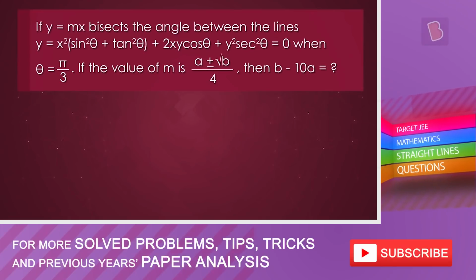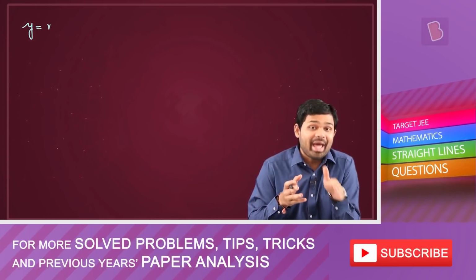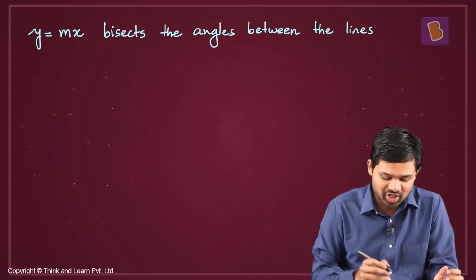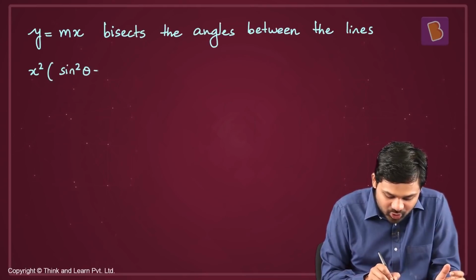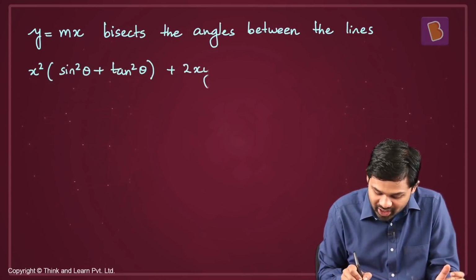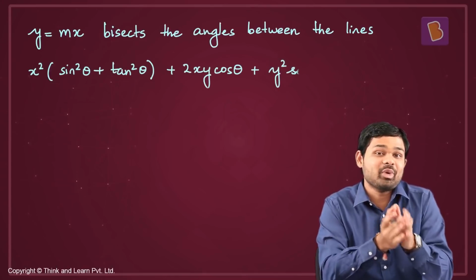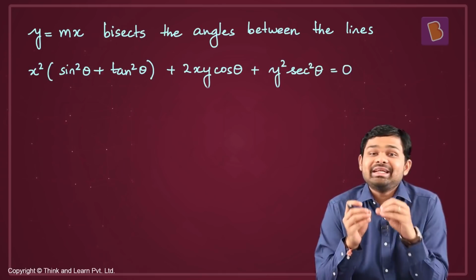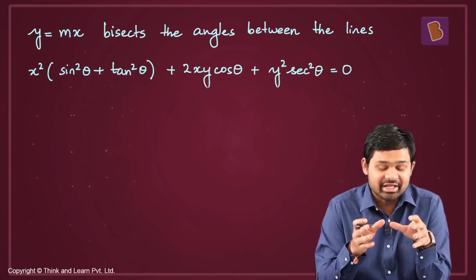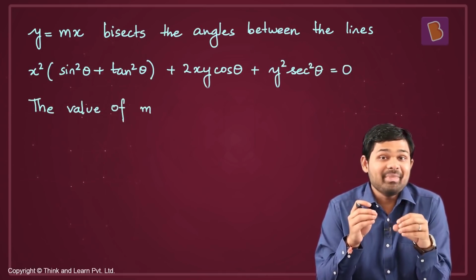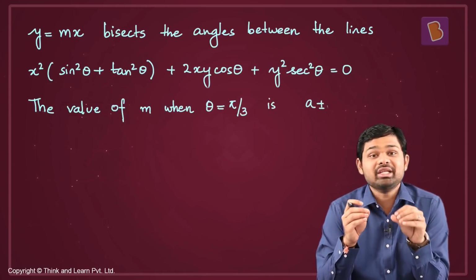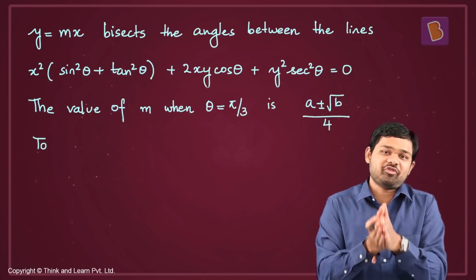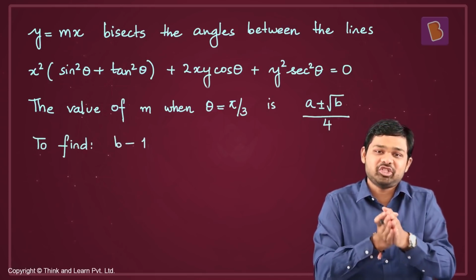So in this question, we've been told that the line y equal to mx bisects the pair of straight lines, which is described by this equation here: x squared times sine square theta plus tan square theta plus 2xy cos theta plus y square secant square theta equal to 0. Now they've told us that when theta equal to pi by 3 or 60 degrees, then the value of m is this expression a plus or minus under root b divided by 4. The objective of this question is to find the value of the expression b minus 10a.